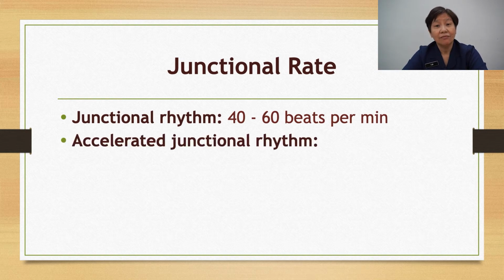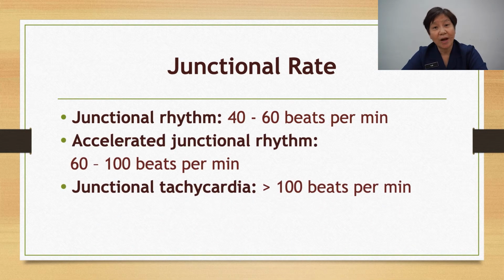Normal junctional rhythm is 40 to 60. If you see the rhythm is between 60 to 100, this is what we call accelerated junctional rhythm. How about if the rate is more than 100 beats per minute? Then it's called junctional tachy.